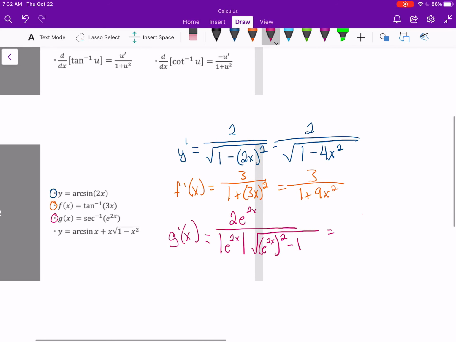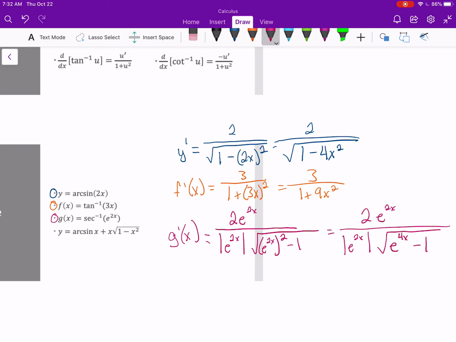If we simplify that, 2e to the 2x over the absolute value of e to the 2x times the square root of e to the 2x squared. Remember, a power to a power we multiply, so it's e to the 4x minus 1.